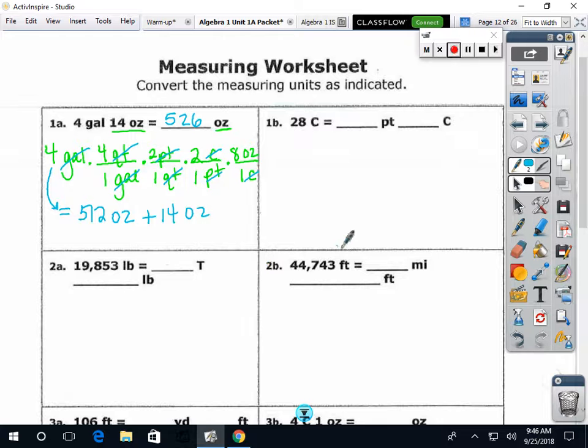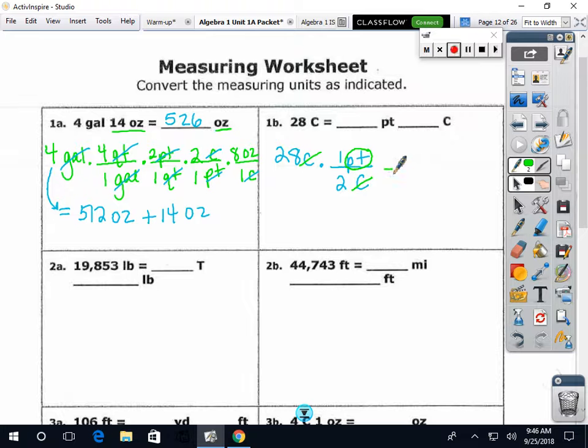Okay, 1B, 28 cups equals how many pints and then how many leftover cups? So first we take 28 cups and we're going to convert it to pints. So cups has to go in the bottom. And what do we know about cups? All right, 1 pint is 2 cups. Okay, so now cups and cups cancel each other out, leaving just pints like we wanted.